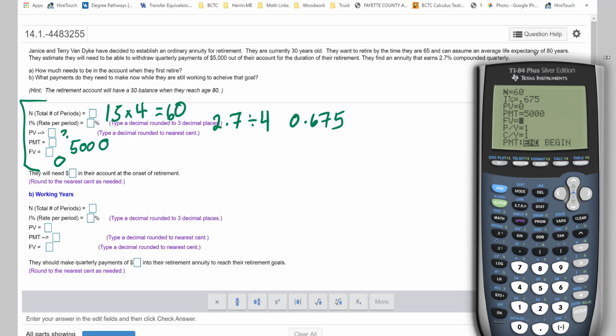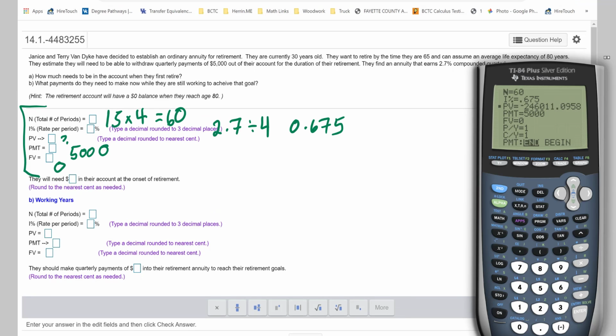So let's punch that into our calculator. I've already got the 60 and 0.675. Present value is what we don't know, so I'll go up to that. Payments 5,000, future value 0. So I'll hit alpha, enter, and it looks like I need $246,011.10. This is how much we need to have in the bank at the end of the period.